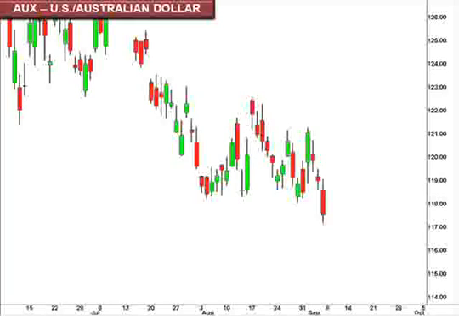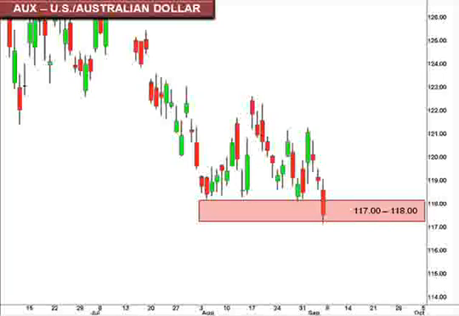Well, the U.S. dollar broke below a major support level against the Australian dollar, as seen here in the AUX. Now, the 117, 118 focal zone still remains a key support. However, unless we see the pair value break back above 118.5, we are looking at the 114, 115 focal zone as being the next logical target.